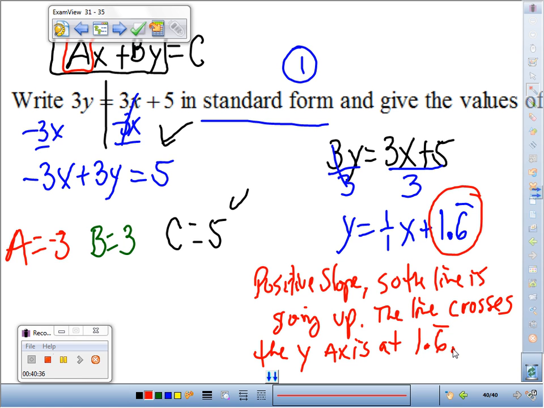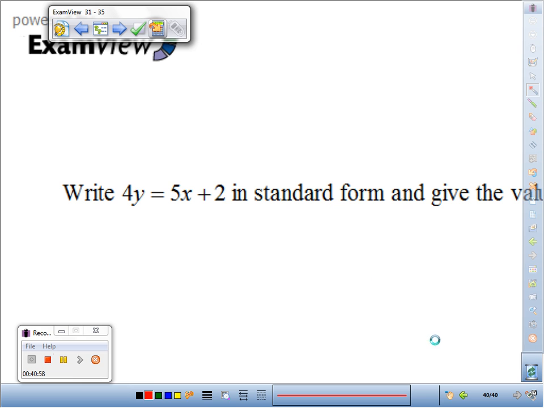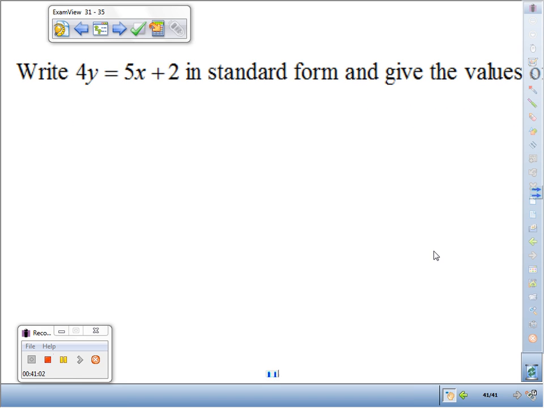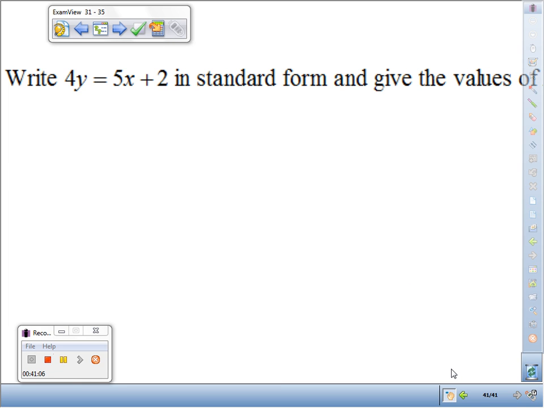One more of these? Yes, on your scratch paper. Here we go, example 31Q. Copy that equation: 4y equals 5x plus 2. I want you to write it in standard form, identify A, B, and C, and then describe that line. Go.